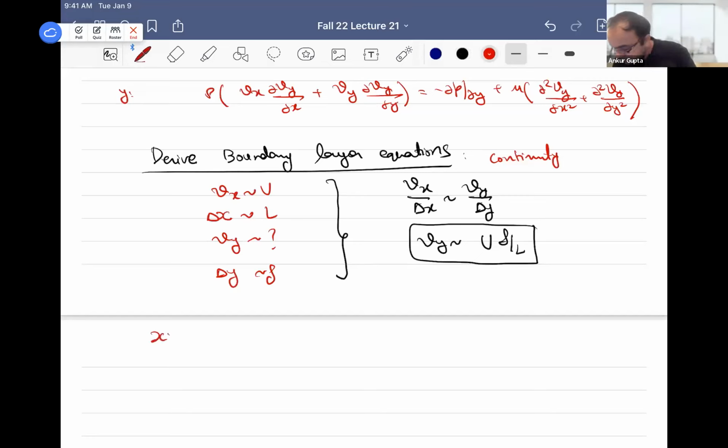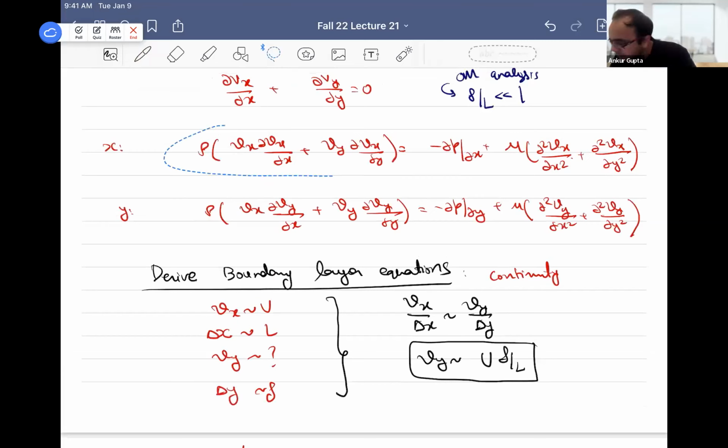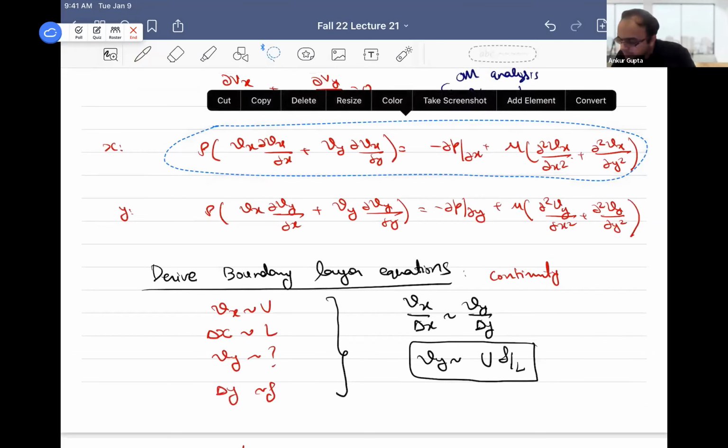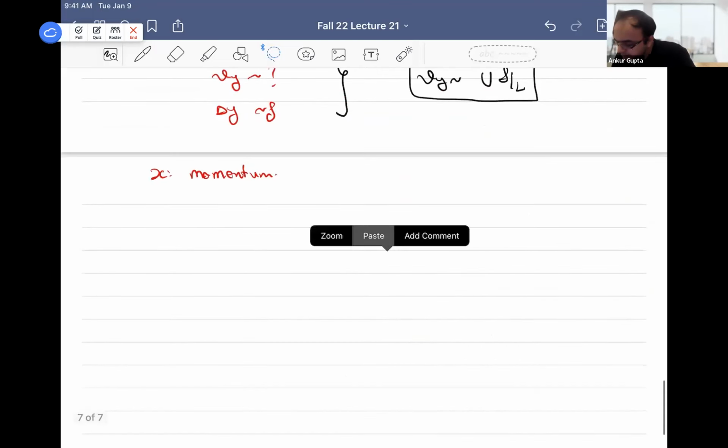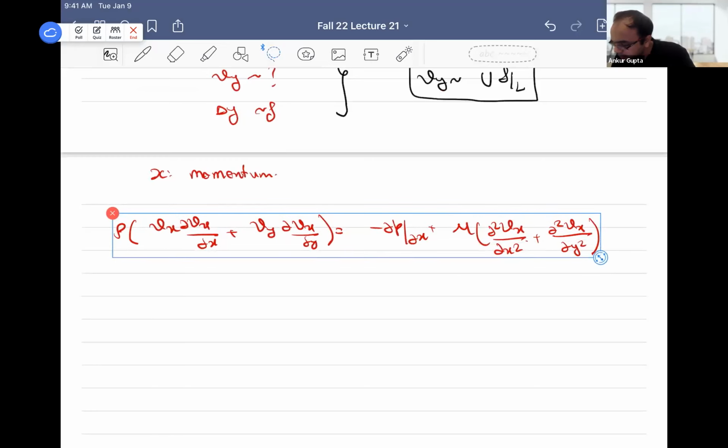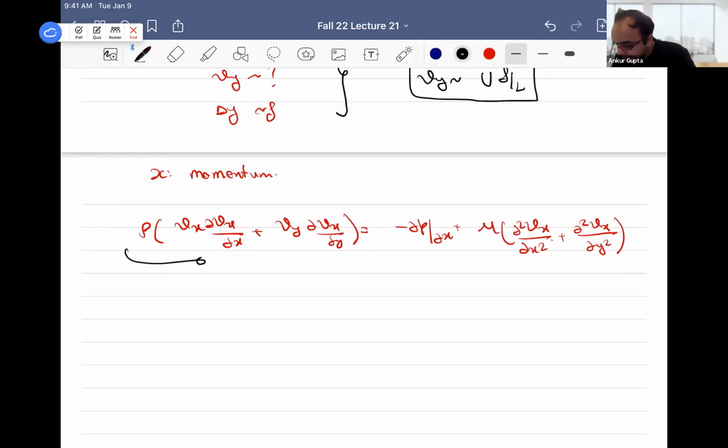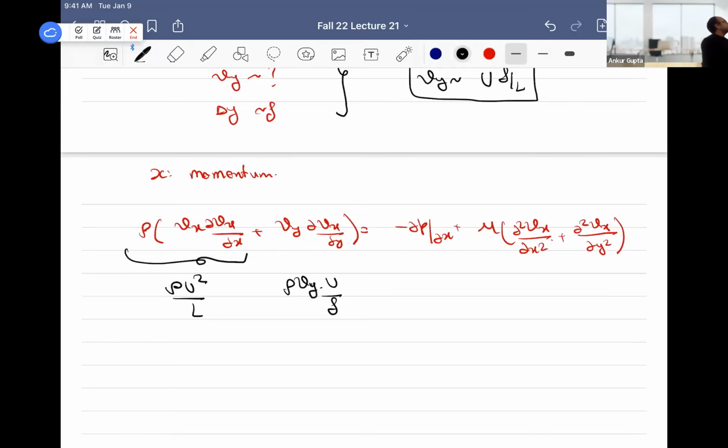Then we have x momentum. Let me just copy paste this equation here, and let's go term by term. How should I scale this? Rho U square by L. Does everybody agree with this? Vx scales as U, delta Vx also scales as U, delta X as L, right? This is rho U square by L. Then I have rho Vy U by delta. Does everybody see this second term here?